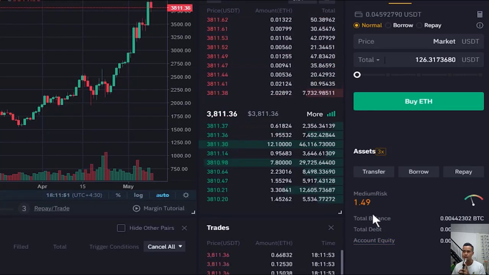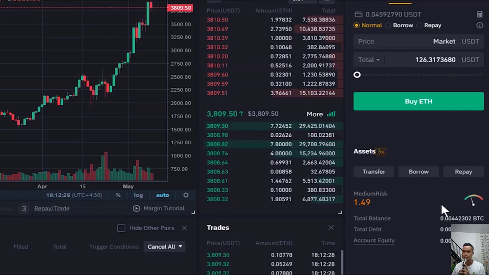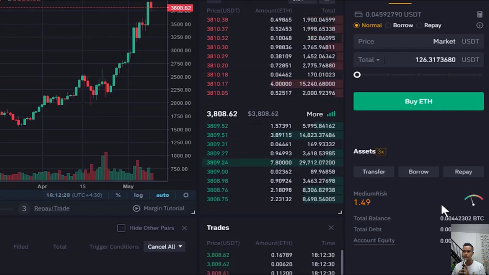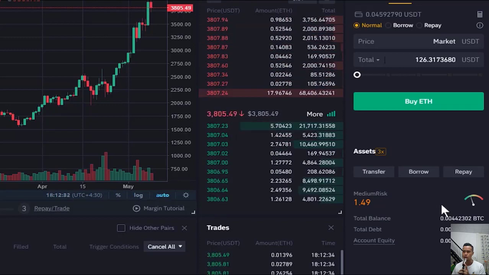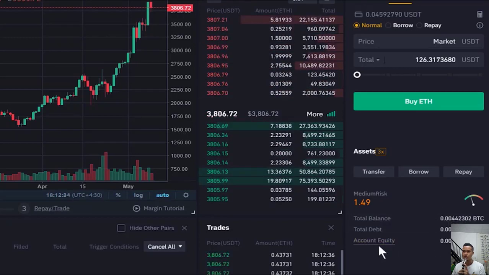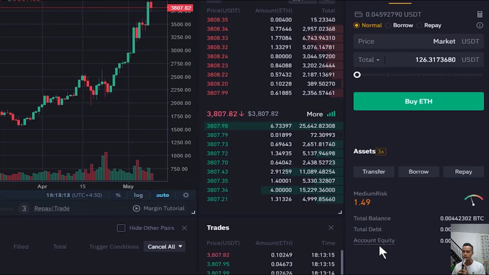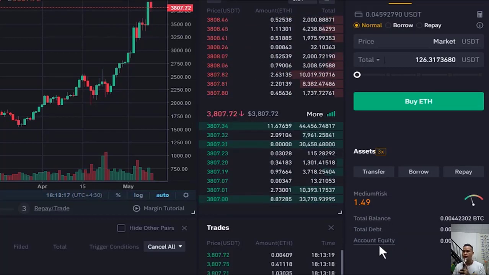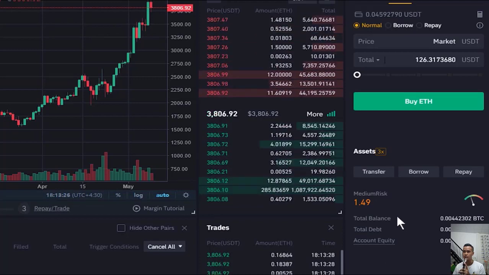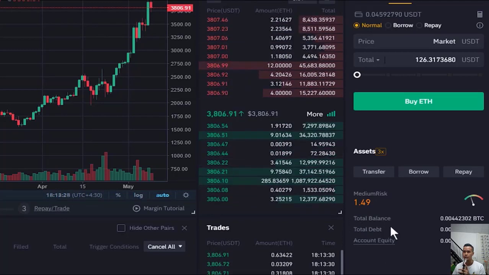And this is margin risk level, which gives us the risk level based on the fund we borrowed and need to repay, the total debt, and our collateral, which is actually the account equity. The formula for margin level is total asset value to total borrowed value plus total accrued interest. Actually, total balance to total debt.